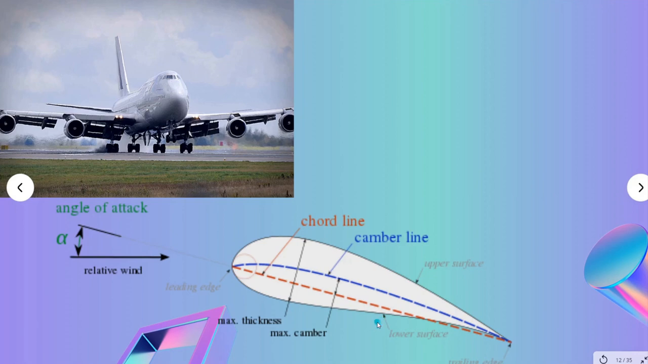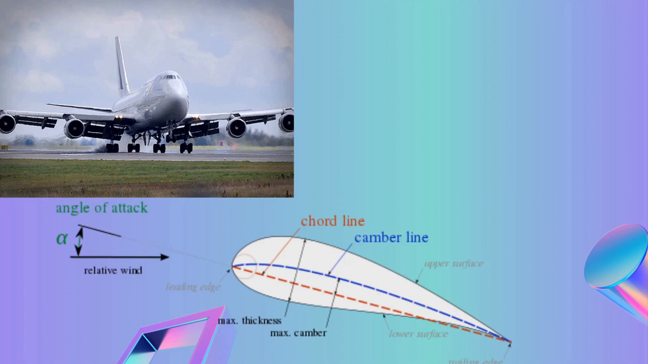This is called the chord line, right? And this chord line is found by joining two points. The first point is the leading edge, which is the foremost point of the wing, and the other point is the trailing edge, the endmost point of the wing. So connecting those two points, we get the chord line. Now, as a thumb rule, just remember that if the angle made by this chord line increases, then the lift force on the wing will increase.